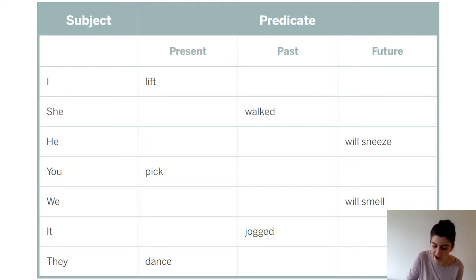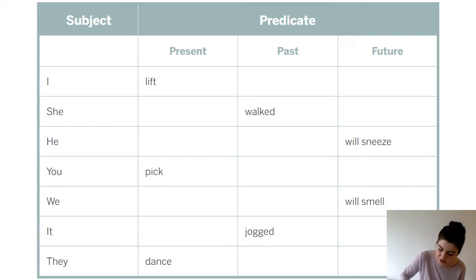And then we need to add a letter to make it make sense. We add an S and we get sneezes. He sneezes. Let's turn that into a past tense verb.